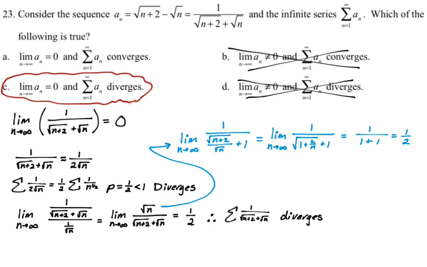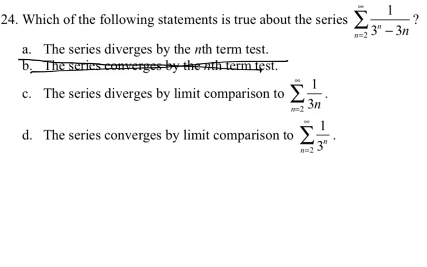All right, let's take a look at one more problem. I should say also, if you're looking at the PDF, I probably changed the PDF of the problems, but I'm not changing it in the video. So new problem. Which of the following statements is true about the series, the sum from 2 to infinity of 1 over 3 to the n minus 3n?